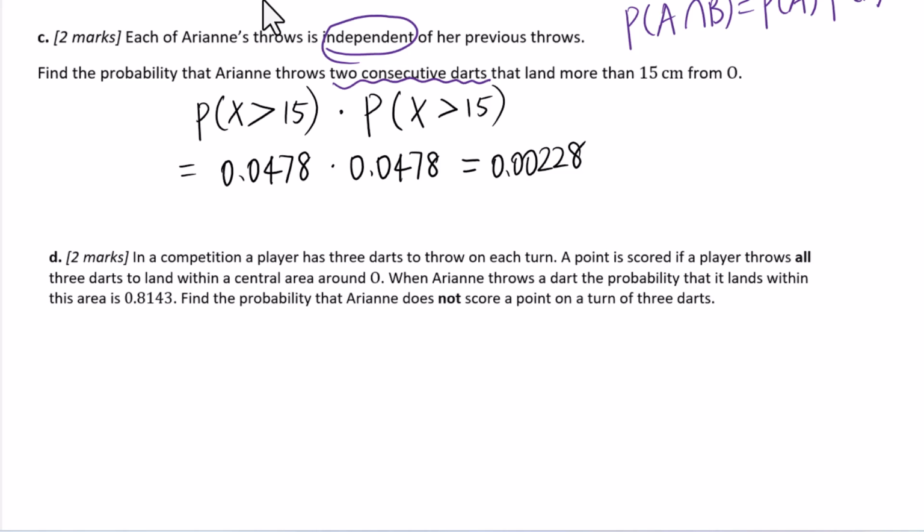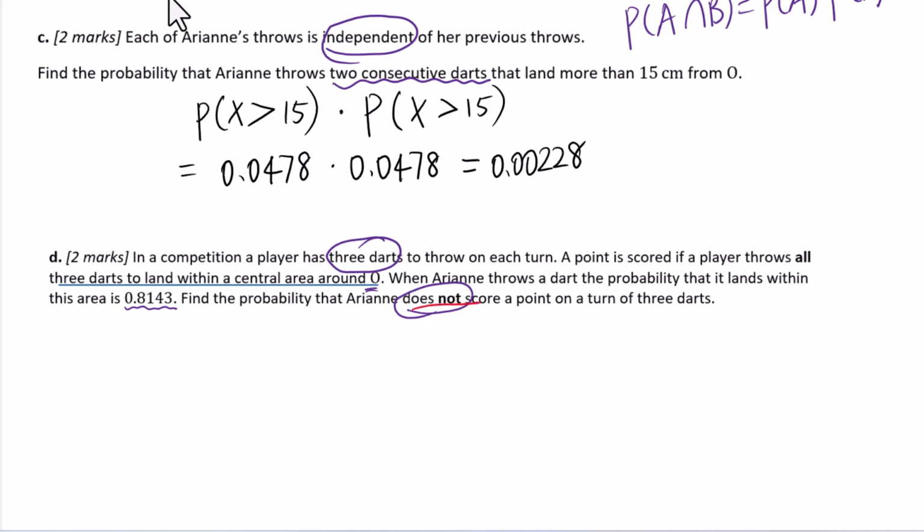Let's go to D. In a competition, a player has 3 darts to throw on each turn. A point is scored if a player throws all 3 darts to land within a central area around O. When Ariane throws a dart, the probability that it lands within this area is 0.8143. Find the probability that Ariane doesn't score a point on a turn of 3 darts.